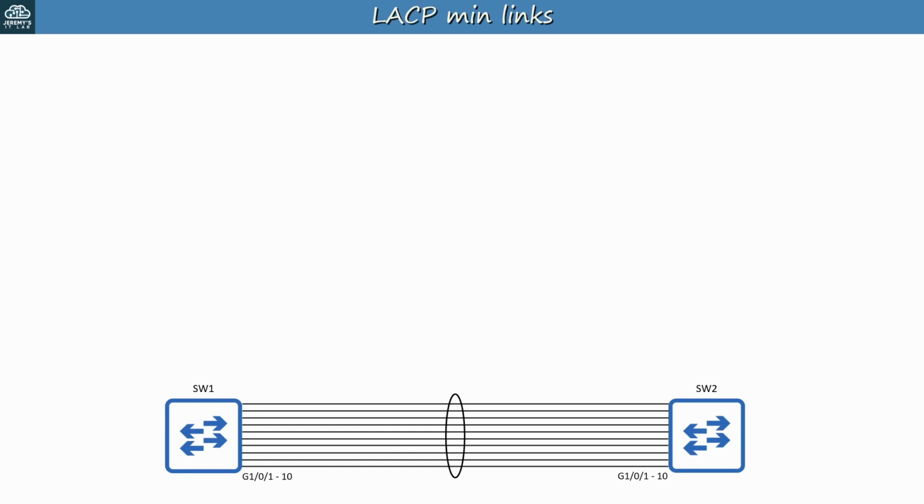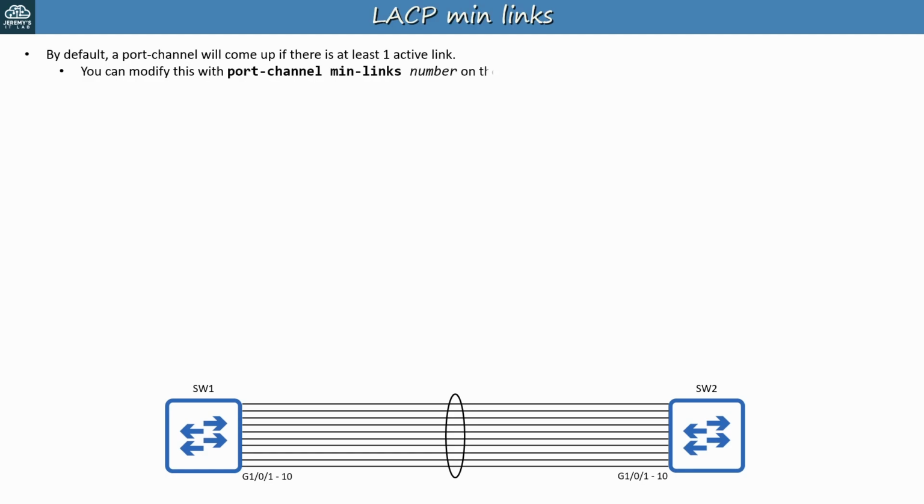Next we have the LACP minimum link setting. By default, a port channel will come up if there is at least one active link. Of course, a one-link port channel doesn't make much sense, but the port channel interface will be up. You can modify this with port-channel min-links on the port channel interface.